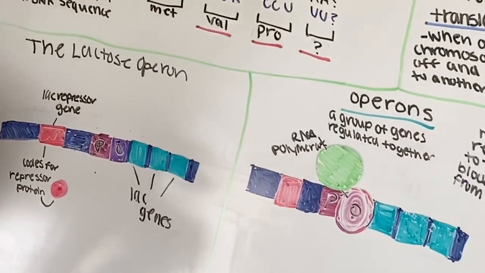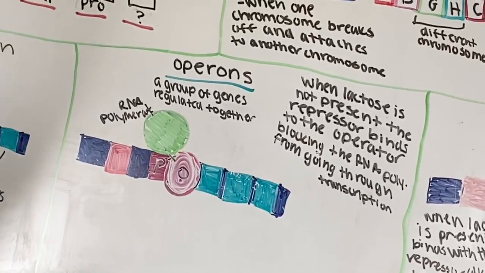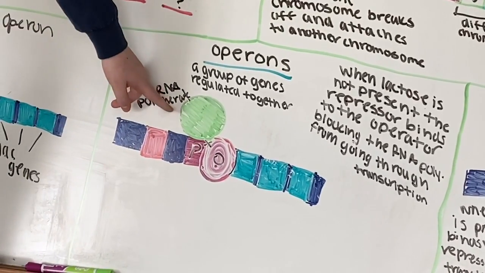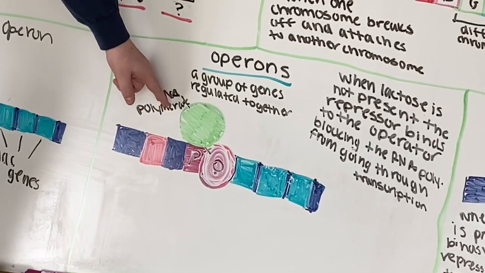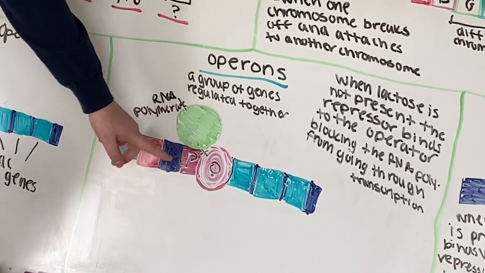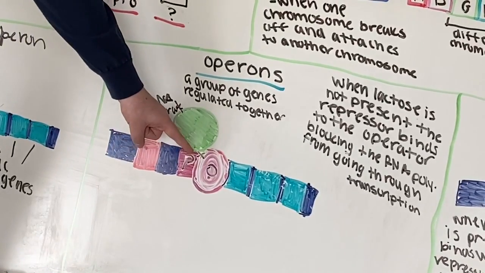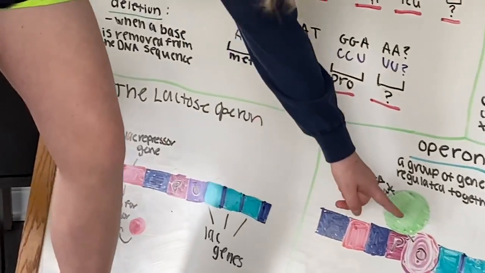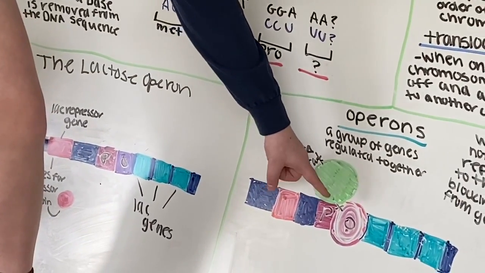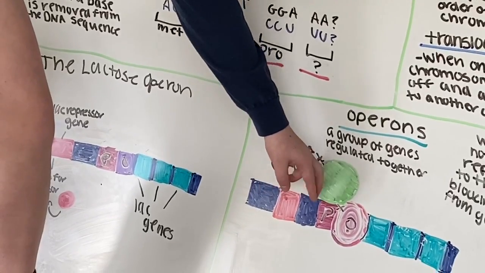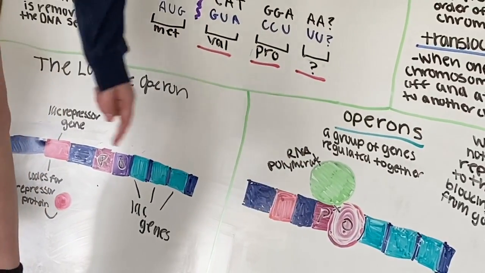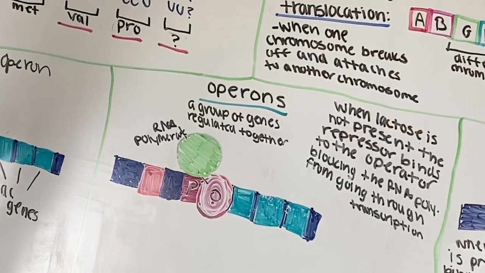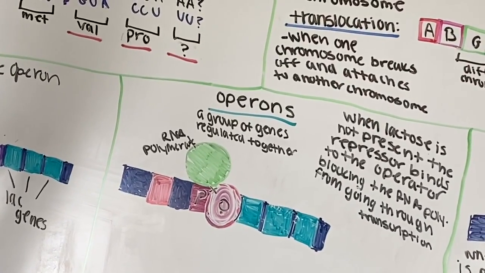In the middle, it shows what happens when lactose is not present. So here's the RNA polymerase, which is attached to the promoter, and here is the repressor on top of the operator. So the repressor binds to the operator, blocking the RNA polymerase from going through transcription.